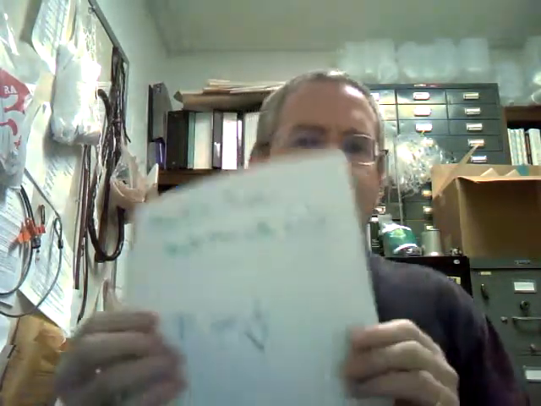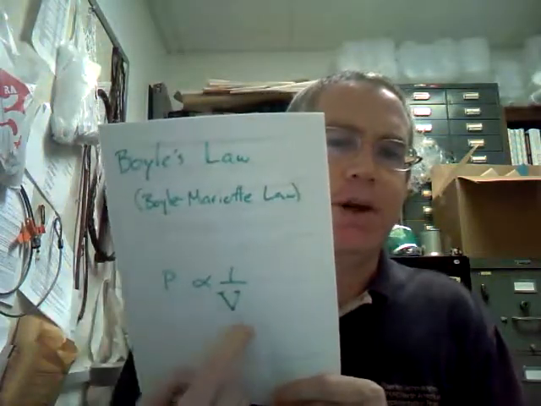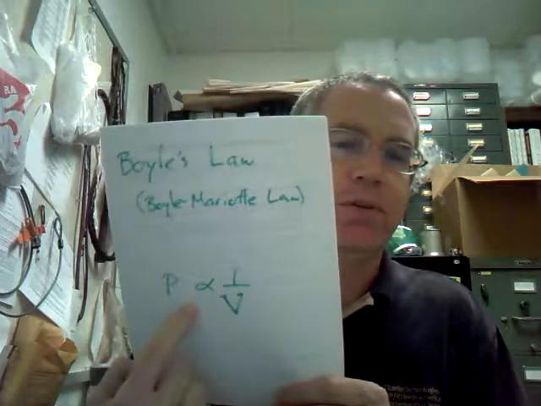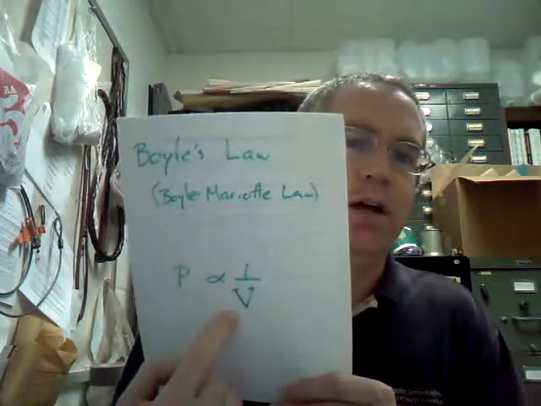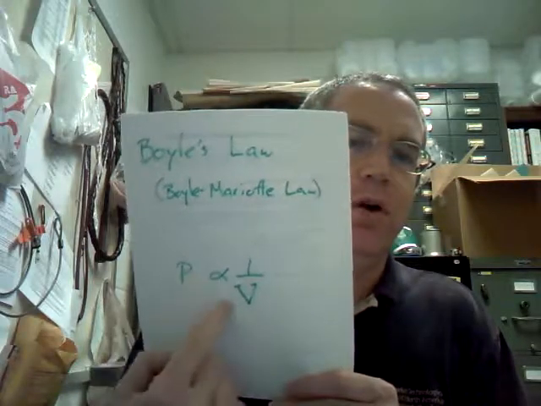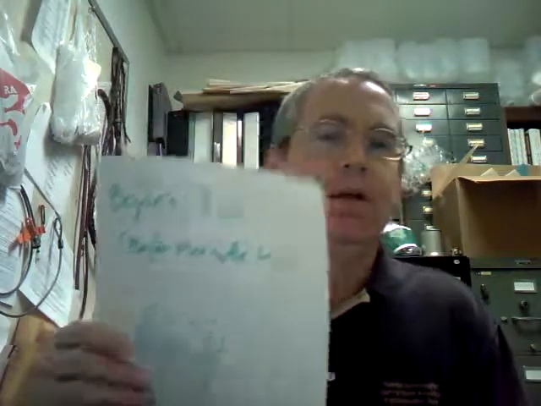So Boyle's law is the fact that pressure, that's the proportional symbol, pressure is inversely proportional to the volume, inversely because it's 1 over V, not just V. So as pressure goes up, volume goes down. And actually, from that point of view, no, we're going to leave it like that.